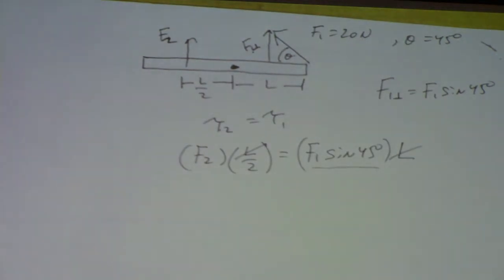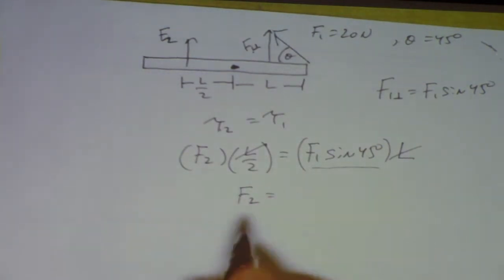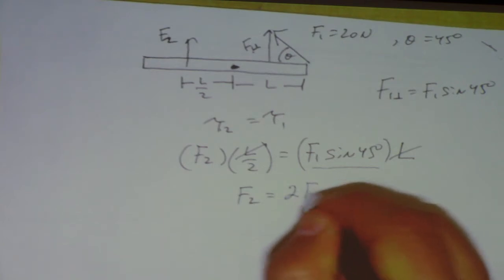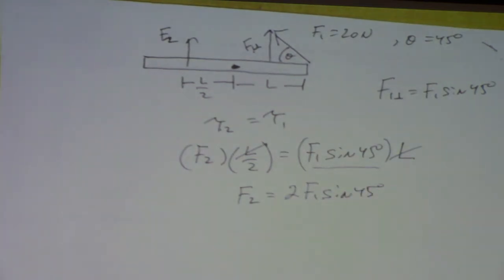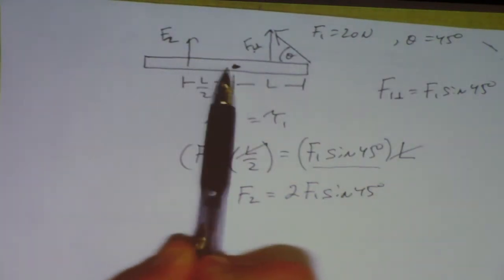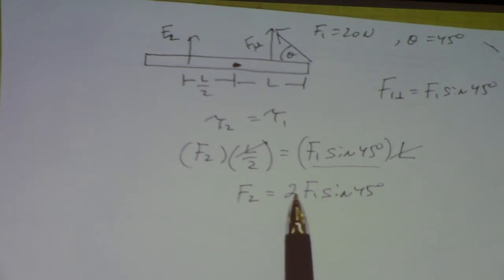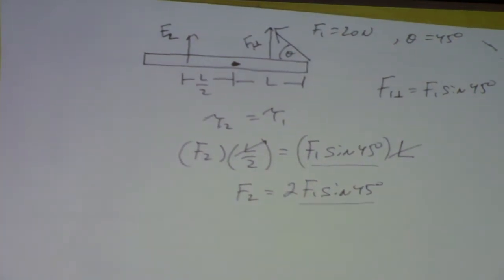And then the only thing that we don't know is what we're actually looking for, which is F2. So F2 turns out to be twice F1 sine of 45. And then it kind of makes sense. This force is half as far away, so it's going to have to be twice as big as the perpendicular part of F1. So that's what that says for us.